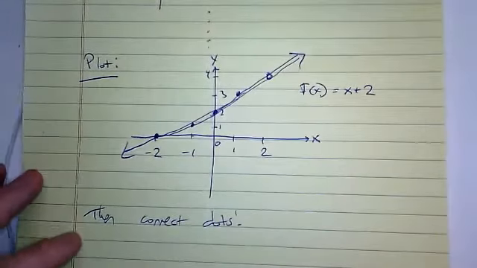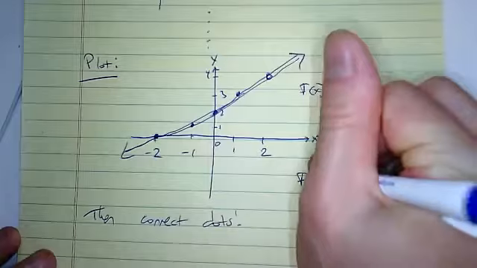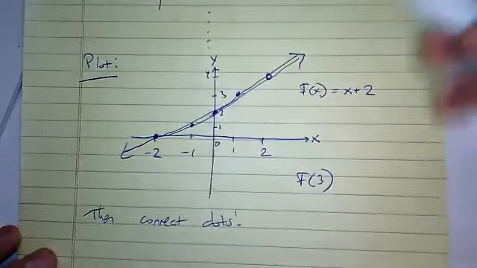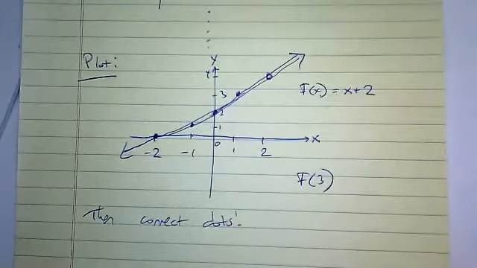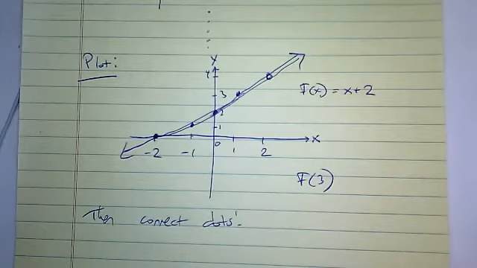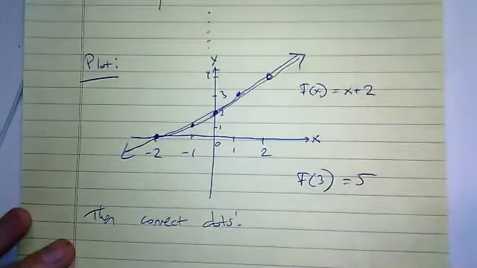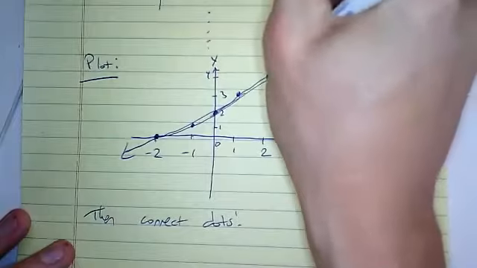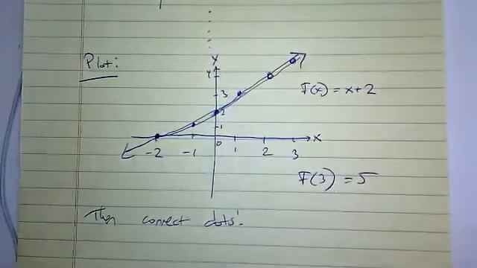And the next part, it said, what is f of 3? So f of 3 is not on our graph, right? It doesn't have to be, though, because we can just plug it in. So what is f of 3 going to be? 5. Yep. So that's easy. And if you wanted to, of course, you could just plot it. It'd be up there.